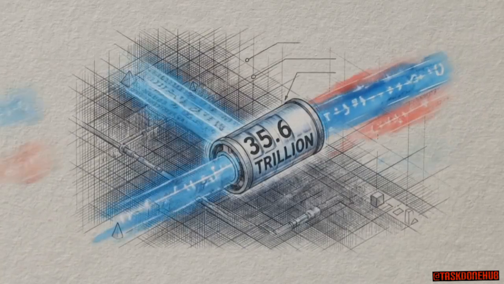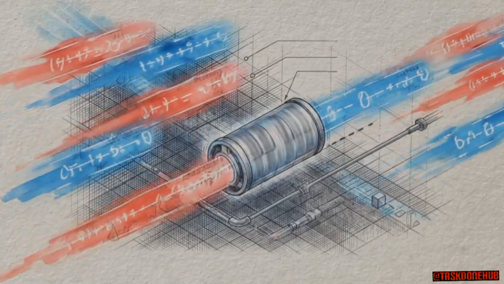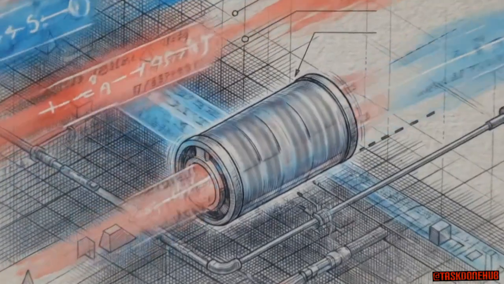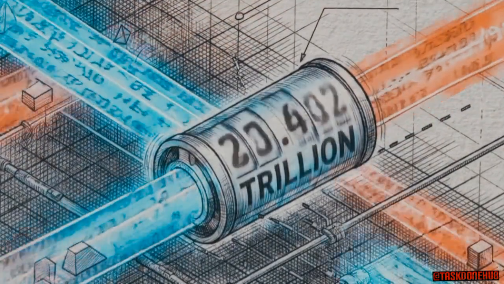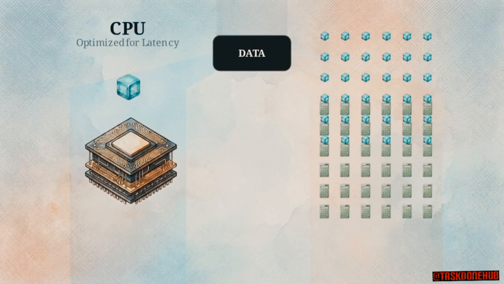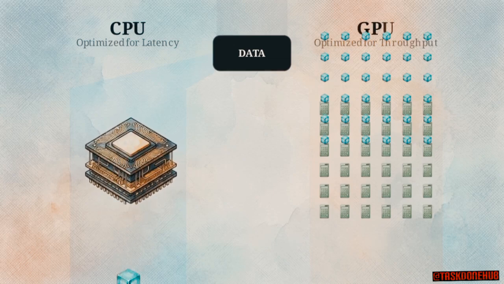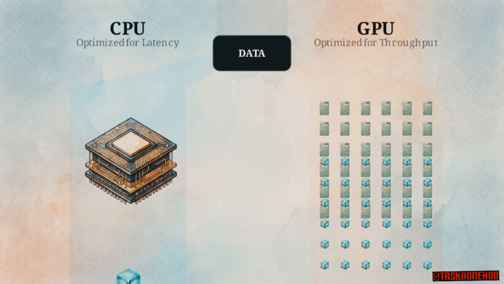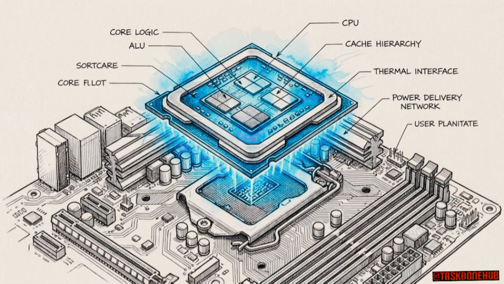To run the most demanding modern applications, a top-tier graphics card must execute approximately 35.6 trillion calculations per second. Processing data at this scale forces a choice between two different ways of handling data: optimizing for the speed of a single task or the total volume processed across thousands of them. A central processing unit, or CPU, is built for the former.